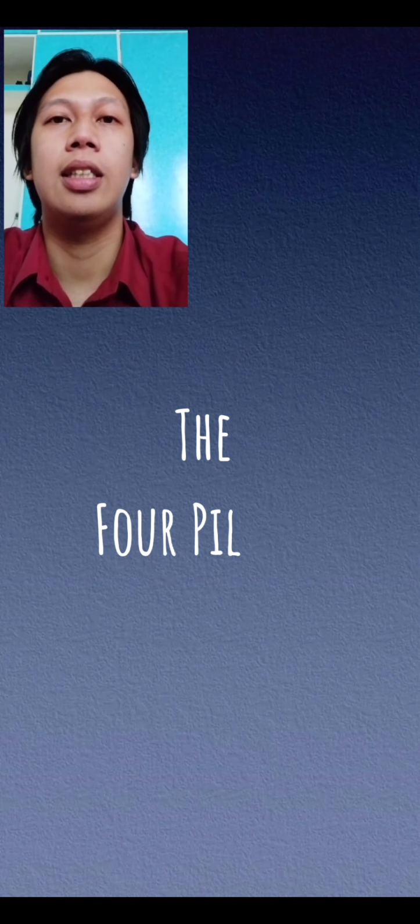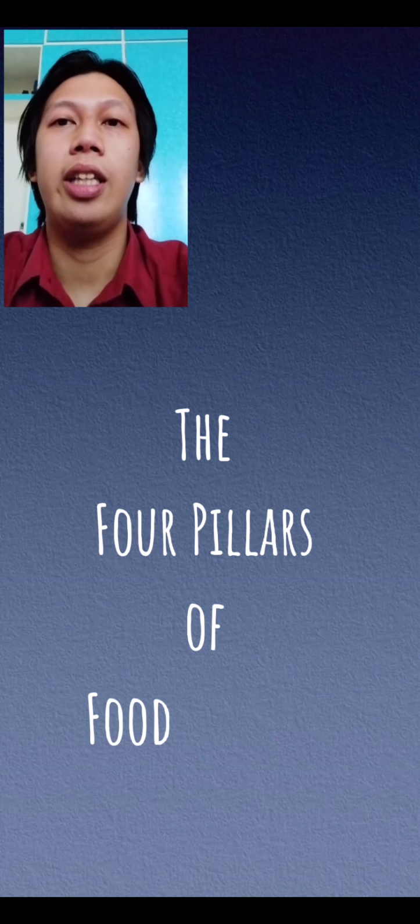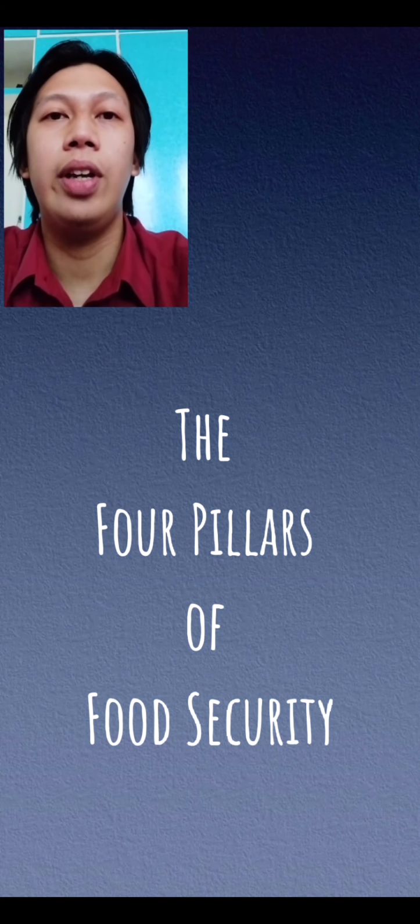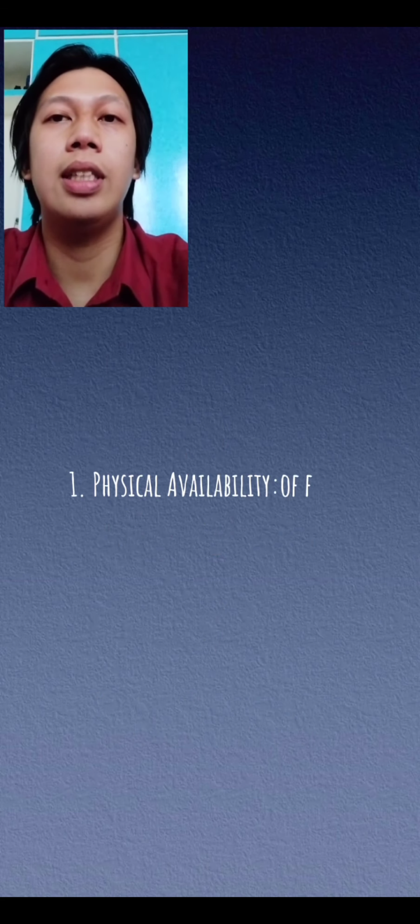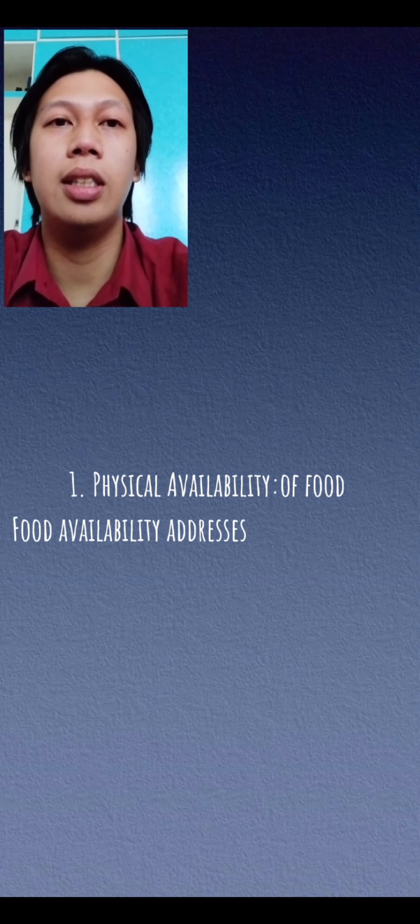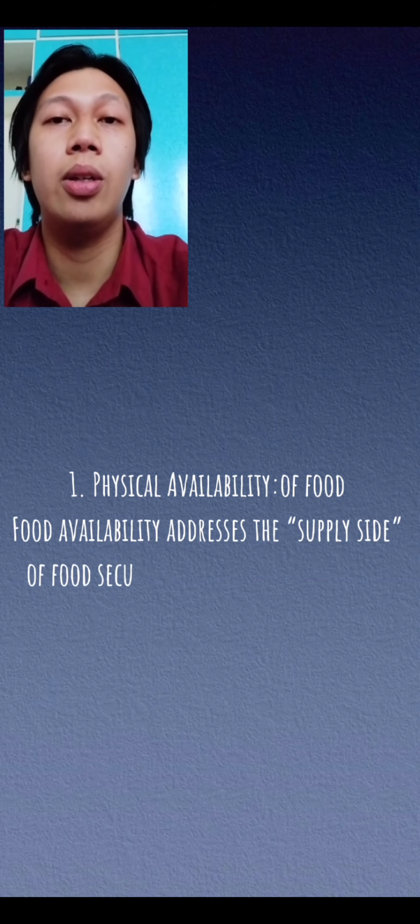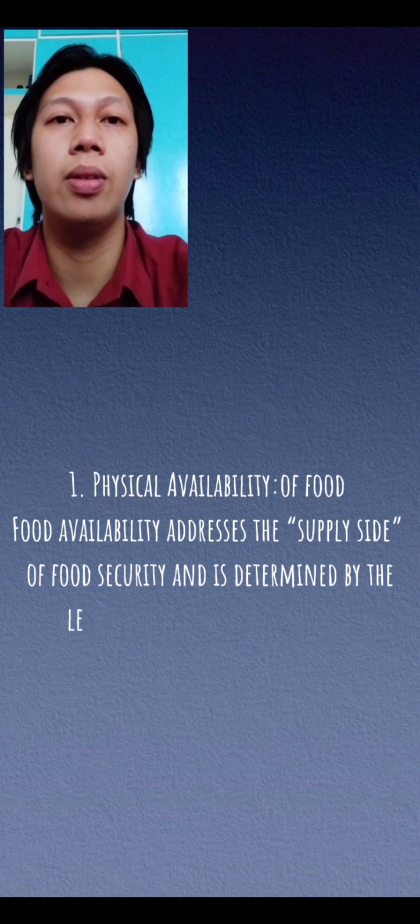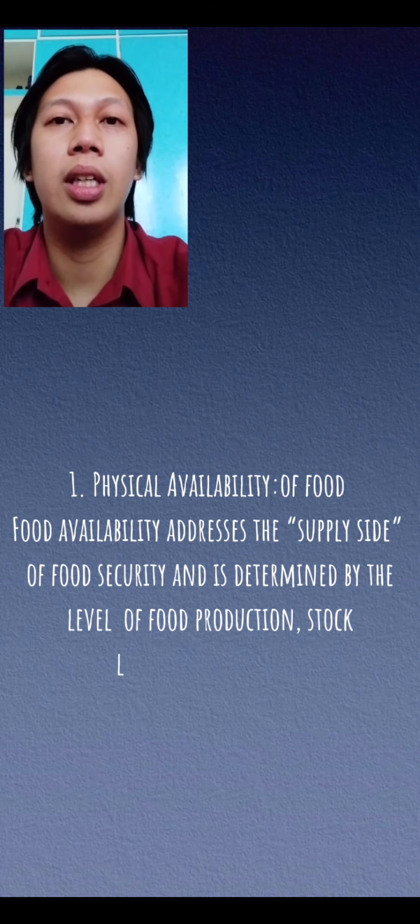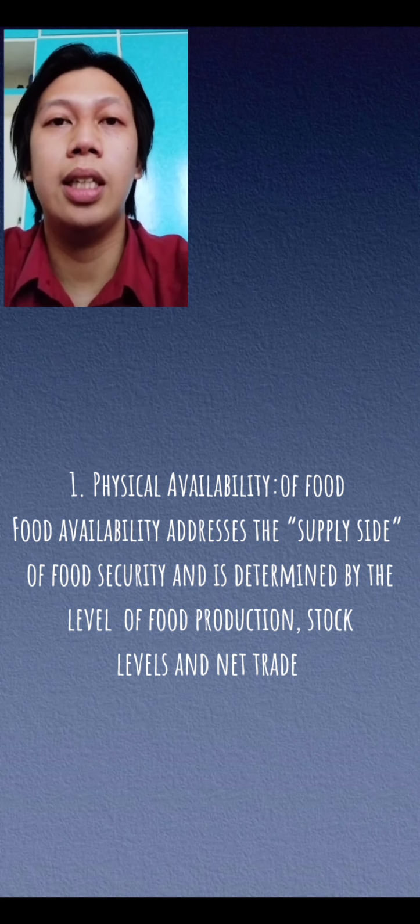There are 4 existing pillars of food security: the physical availability, economic and physical access, food utilization, and stability, which I will explain in this video. First and foremost, the physical availability of food refers to the supply side of food security. Additionally, it is identified by the level of food production, stock levels, and net trade as well.